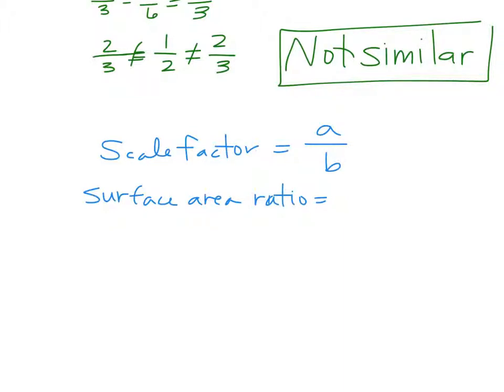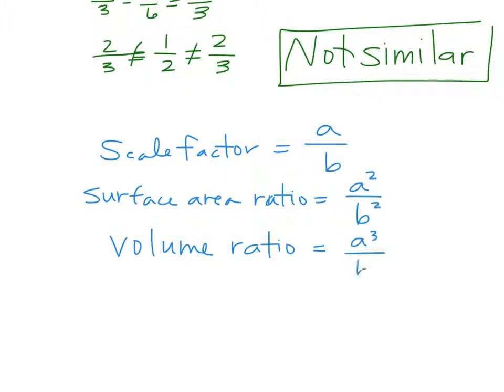A to the third, B to the third. Surface area: A squared, right? So for area you're squaring, okay? If we're trying to find a volume ratio for that same figure, then you're going to cube it. So that's going to be A cubed to B cubed, okay?